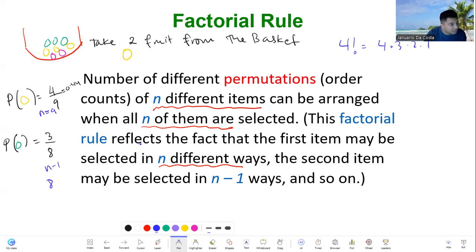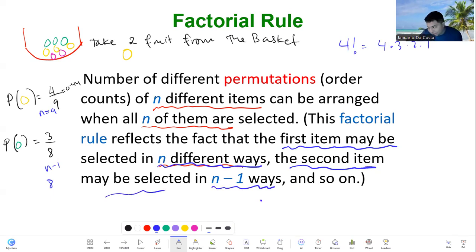So, that's what it says. This factorial rule reflects the fact that the first item may be selected in n different ways. The second item may be selected in n minus 1 ways, and so on: n minus 1, n minus 2, n minus 3, and so on. So, do you understand this? Yes, teacher.